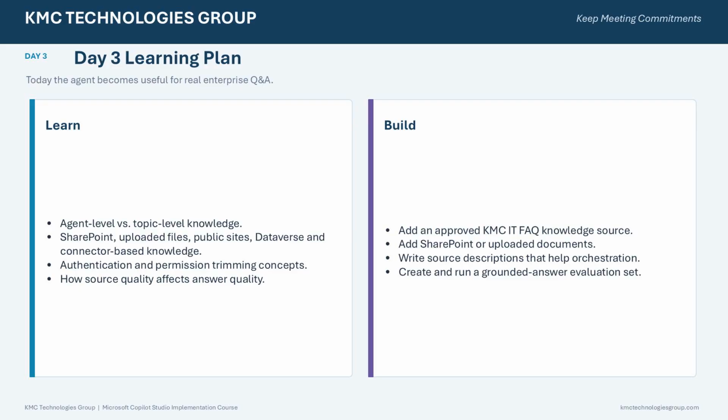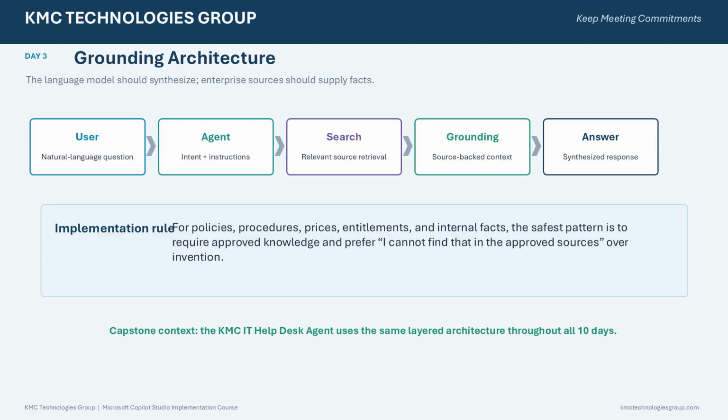The deck explicitly frames Day 3 around agent-level versus topic-level knowledge, SharePoint, uploaded files, public sites, Dataverse, connectors, authentication, permissions, source quality, and a grounded answer evaluation set. Let's start with the fundamental architecture of grounding.